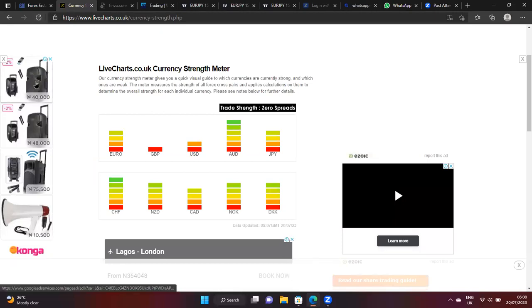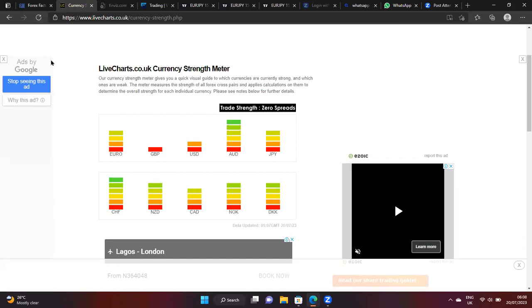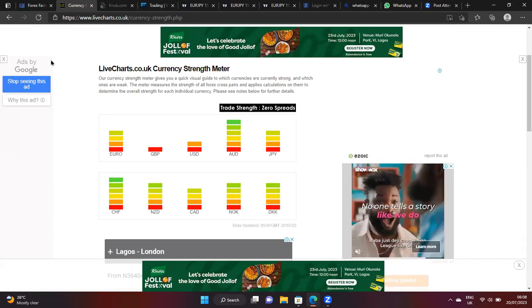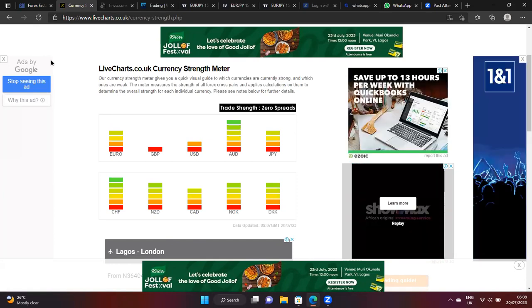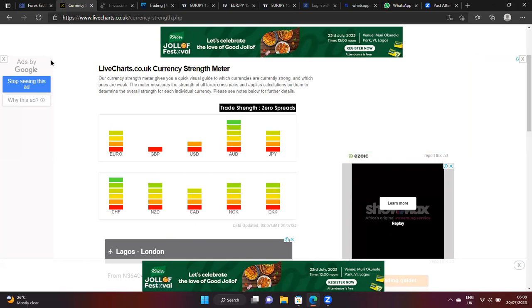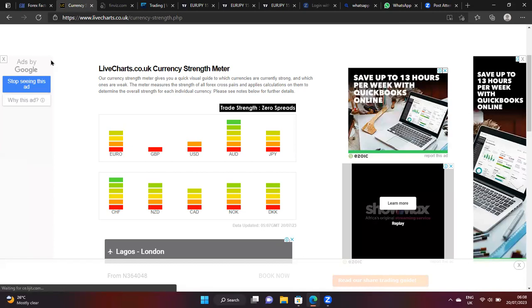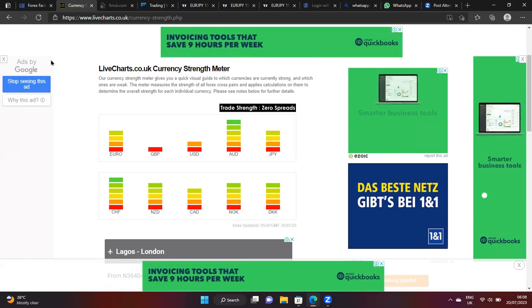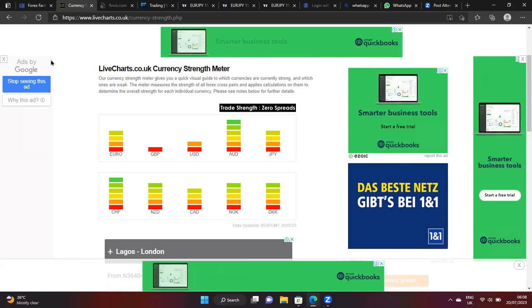Forex Factory gives you the news, and the currency strength meter gives you the actual strength of each currency in the pair. Remember, we have what we call the base and the quote currency. The base is the currency you're trading against the quote currency. So let me say we traded Euro JPY. Euro is the base currency, and JPY is the quote currency. So that's why we have Euro JPY.